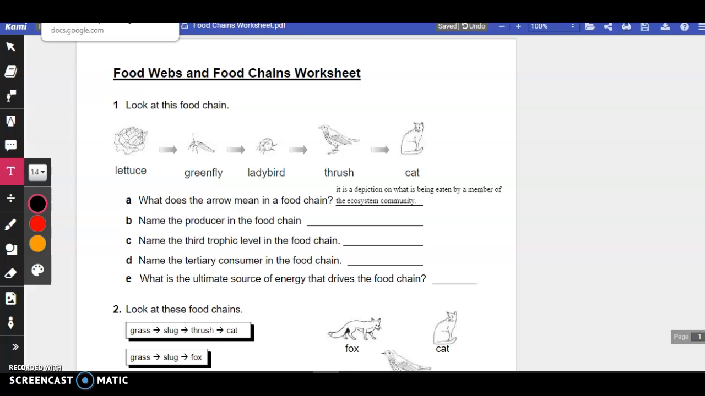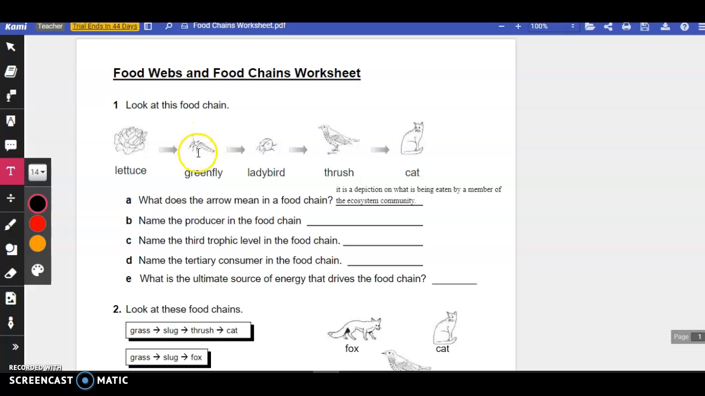So now today, as you have already learned from the reading, we are going to talk about food chains and food webs. A food chain is literally a depiction of how animals eat and survive in their community. If you look right over here, this is a food chain. It tells us how lettuce, which is a producer, is being eaten by a green fly, which is a primary consumer. So primary consumers are herbivores, which means they only eat plants.